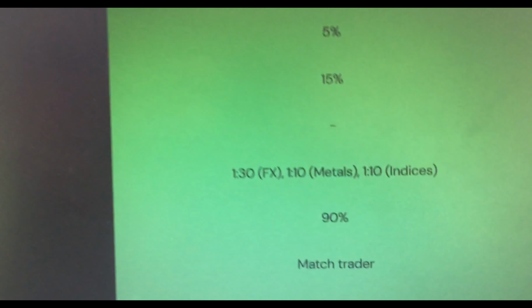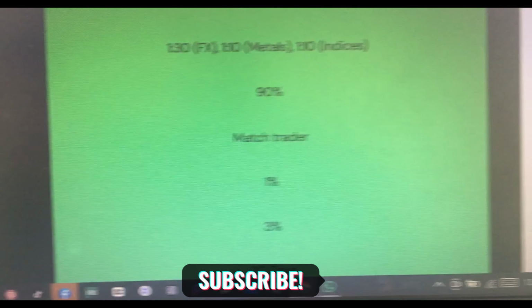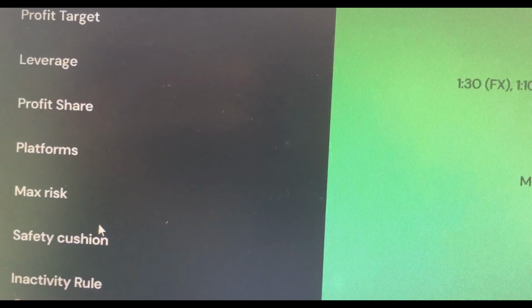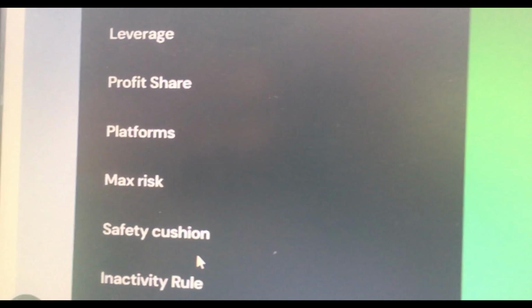The profit share is 90%, and they allow access to MasterTrader, and there is a max risk. You can't risk more than 1%. And the safety caution is 3%. The safety caution is something you also want to take into consideration when trading Equity Edge. It simply means that before you withdraw any money from your account, 3% must remain in the account, and you withdraw the rest. Then they still take their profit split of about 10% from you, so you keep 90.